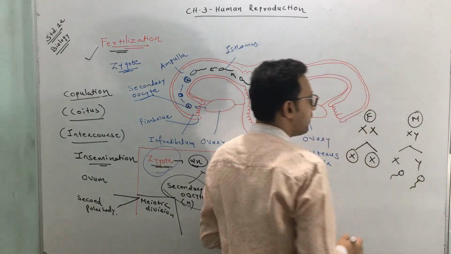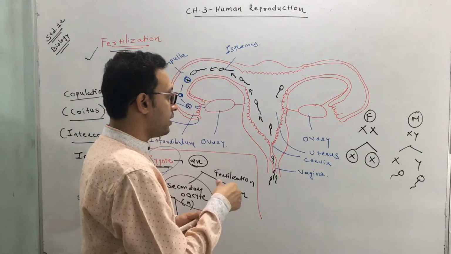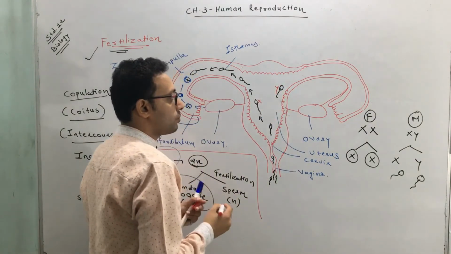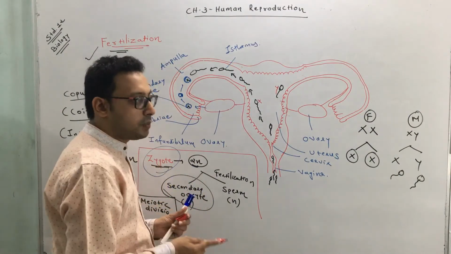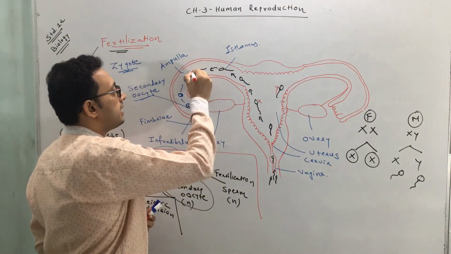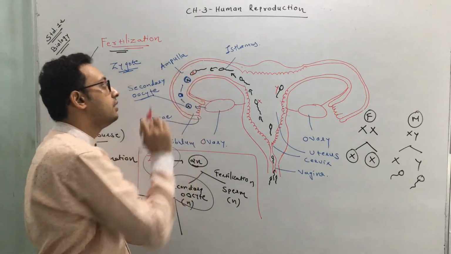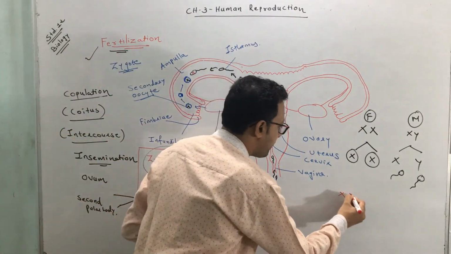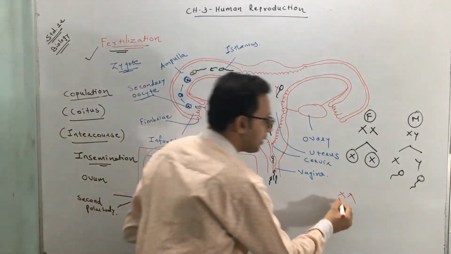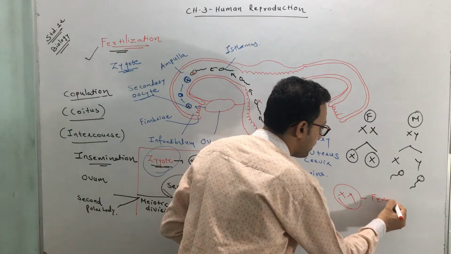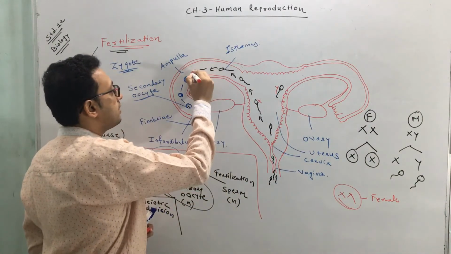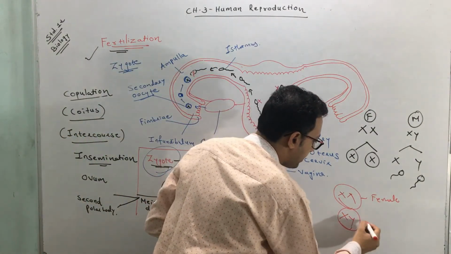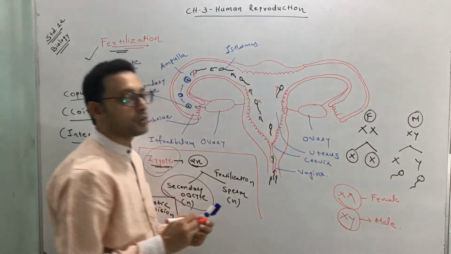Another half carry a Y chromosome. So it happens that a few sperm contain an X chromosome and a few contain a Y chromosome. Which sperm fuses with the ovum matters. Suppose an X chromosome containing sperm fuses with the ovum, because the ovum always contains X, then it leads to the formation of XX by fusion. Ultimately a female baby, a girl baby, is produced. But if it is a sperm which contains a Y chromosome, then XY, an XY containing baby is produced, that means a male is produced.